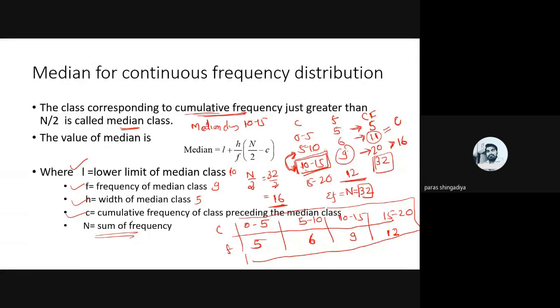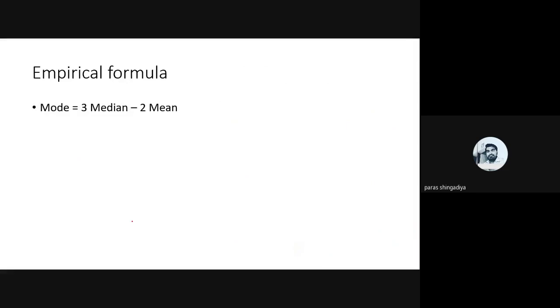Okay, good. So let us use this formula in an example. Before that, we have one empirical formula. By using this formula, if you know two values, the median and mean, then we can check the third one. The empirical formula is mode is equal to 3 times median minus 2 times mean. As per the requirement, we can modify this formula.